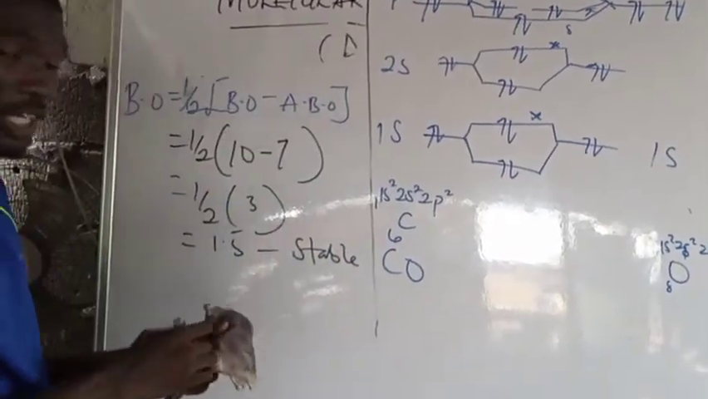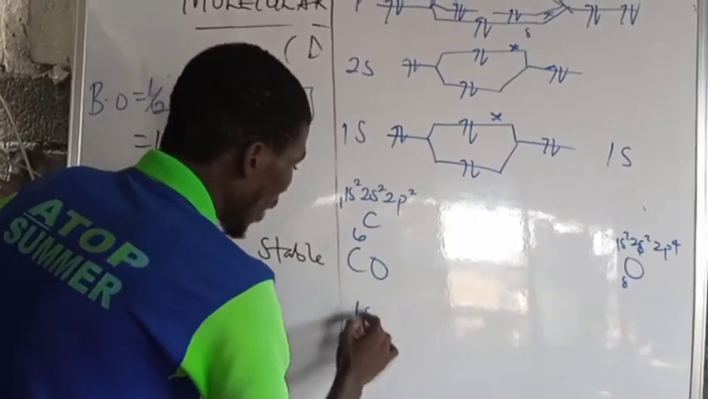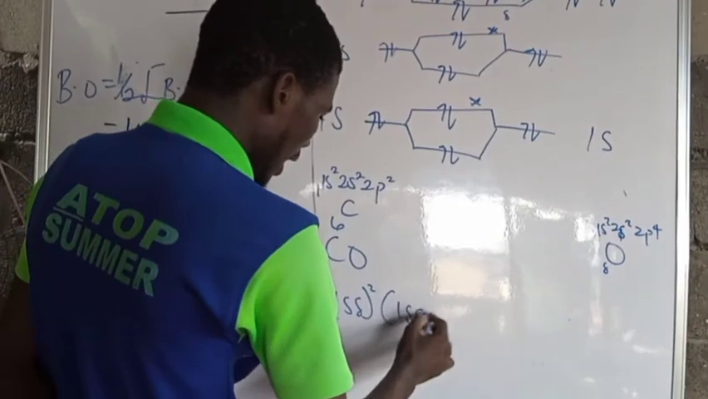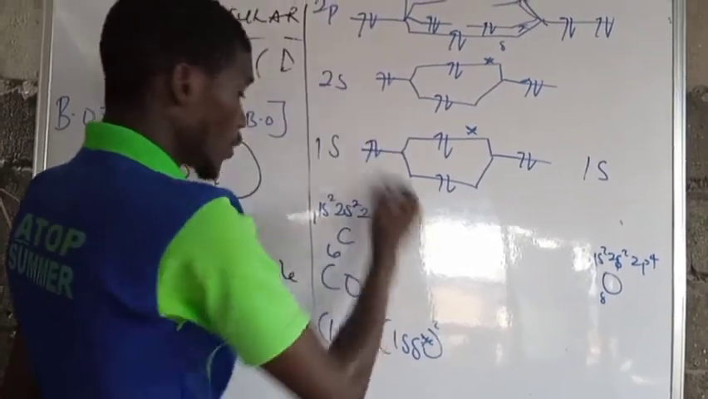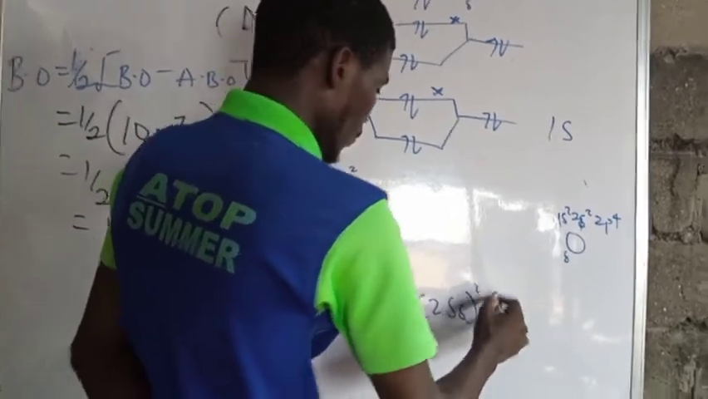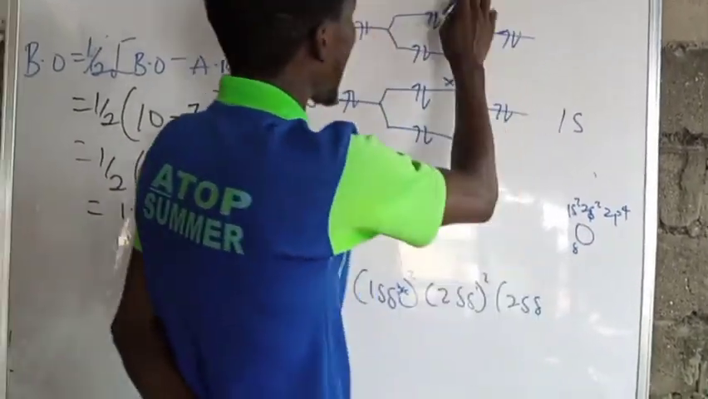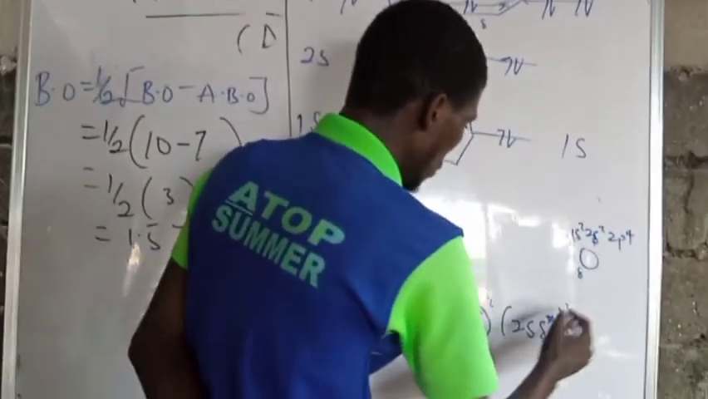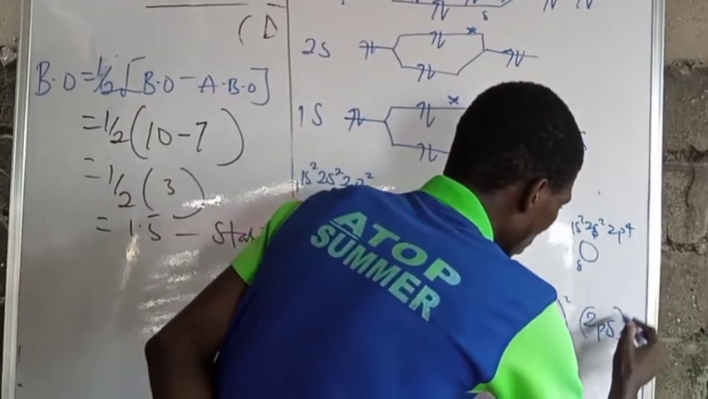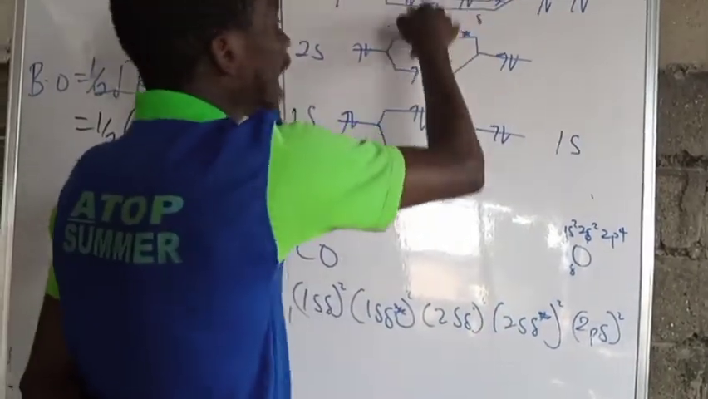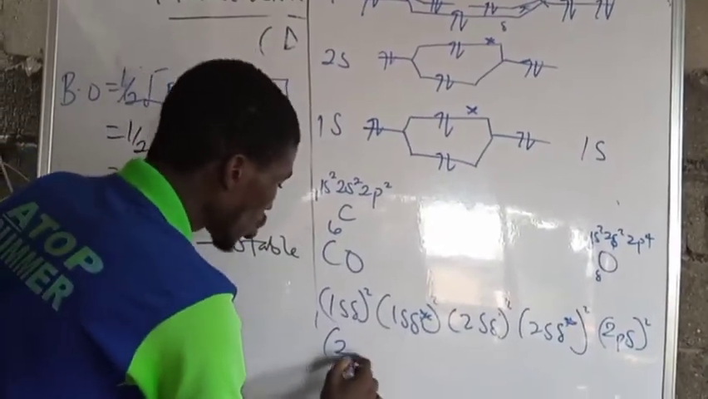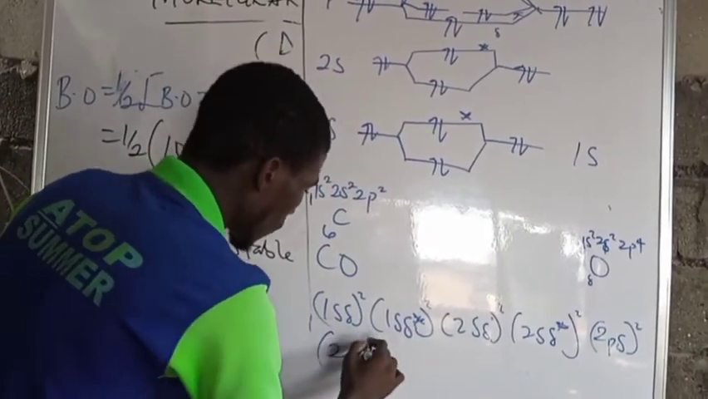So let's write out the molecular orbitals. I have 1s sigma 2, the second one 1s sigma asterisk 2. For 2s, 2s sigma 2, 2s sigma asterisk, I also have 2 there. Then the second one is 2p sigma 2. Then for the pi inside the molecular orbital structure, I have 2p pi 4.